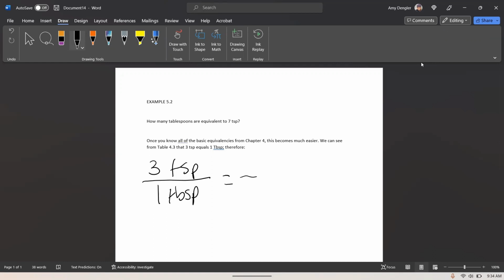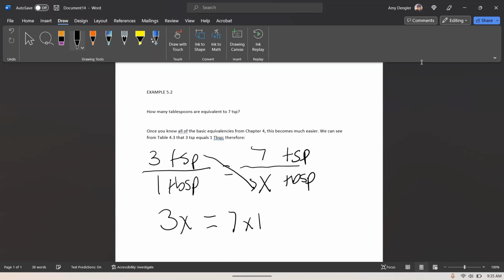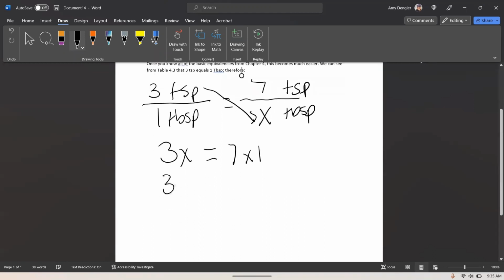And we could write this however we wanted. If we wanted to put tablespoon on top and teaspoon on the bottom, that wouldn't matter. We just have to make sure our units are the exact same directly across. And we want to know how many tablespoons. So x tablespoons are equivalent to 7 teaspoons. So we would do 3x is equal to 7 times 1, which we already know is 7. I'm going to just rewrite it as 3x equals 7.